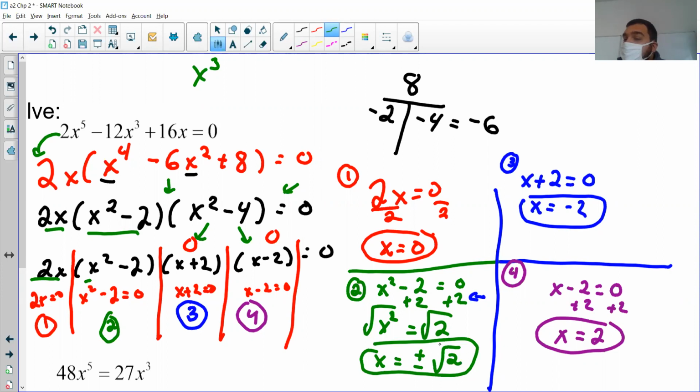So what happens to the 2x? Why is there no 2x? That was in section 1. 2x equals 0. I divided by 2 on both sides, so x equals 0. That's all. 2x is his own guy, so he gets his own piece too.